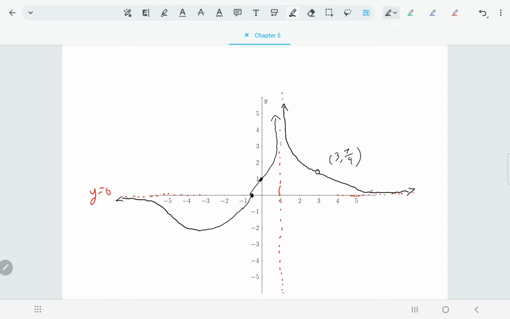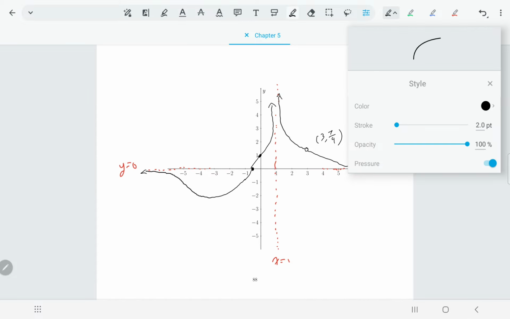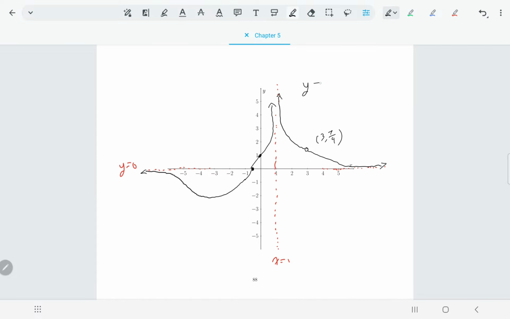We have got our graph of our function, and now the only thing left to do is to label it. One thing just to mention here, when we're labeling our function, we're going to label it with the original definition of it. So I'm going to label this as y equals x minus 3 times 2x plus 1 over x minus 3 times x minus 1 squared. So there we go. That's our function that we have.